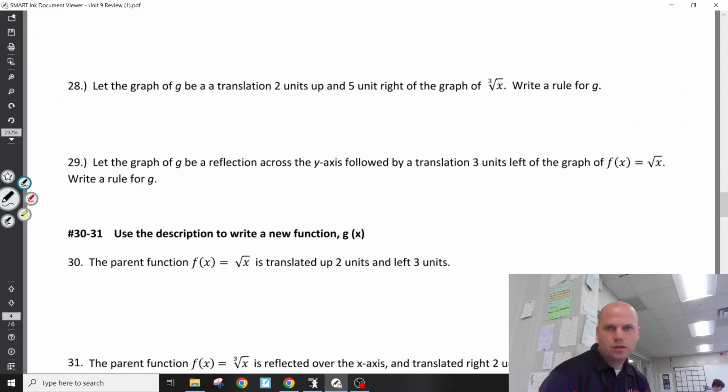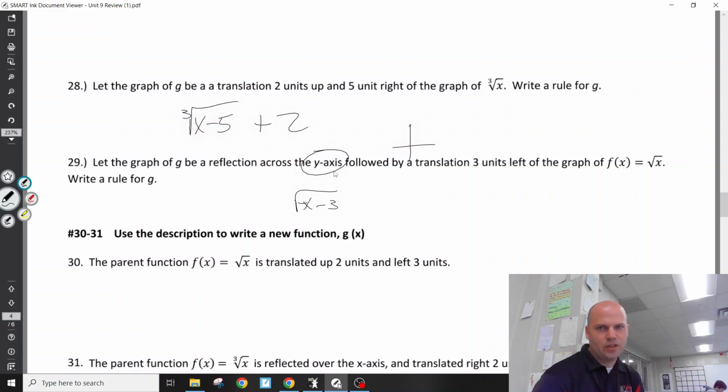Writing equations. I am going to the right 5, inside x's opposite, up 2. I'm going across the y-axis. When you reflect across the y-axis, you change your x's. So I'm going to flip these and transfer it left. I don't like having the left and the flip. It's a little bit confusing with that. I probably would say 3 units down and reflect over the y-axis. So like that.